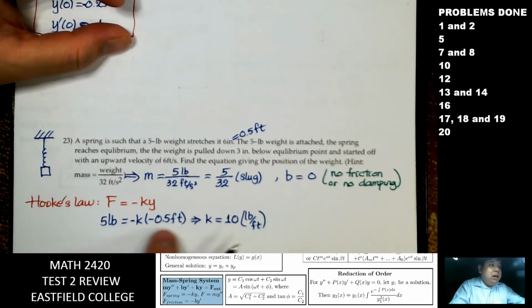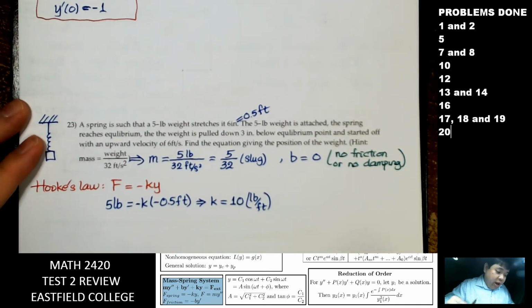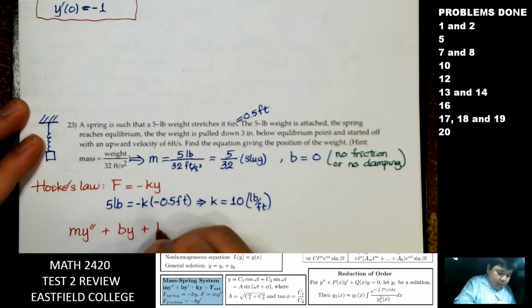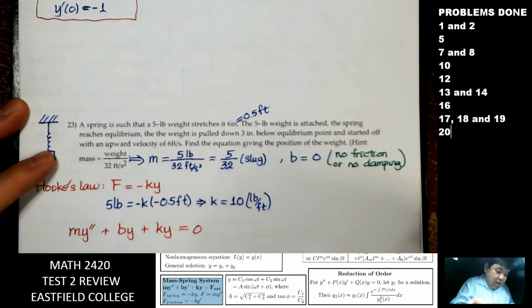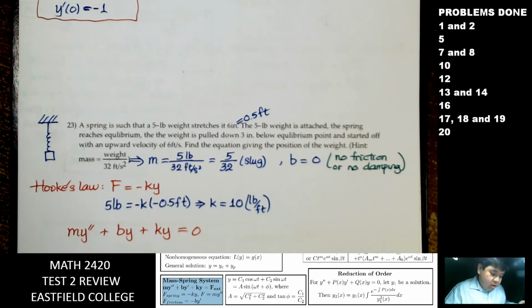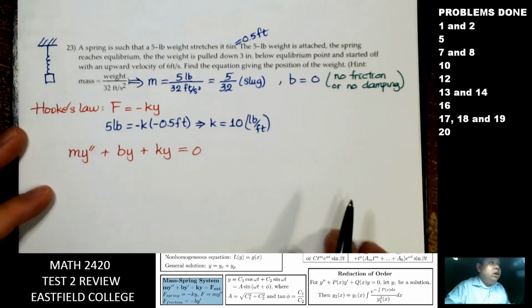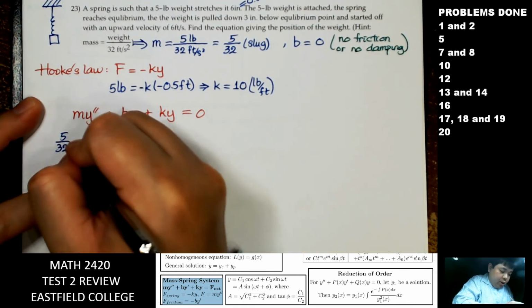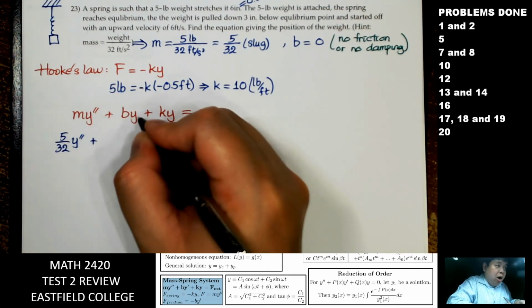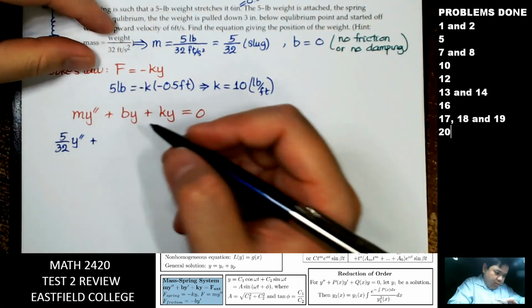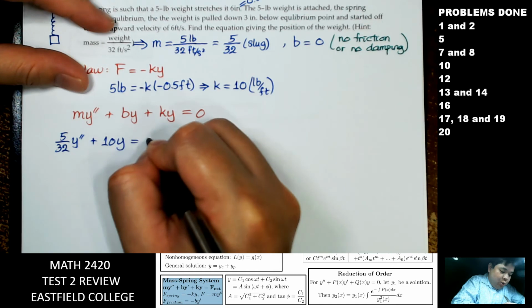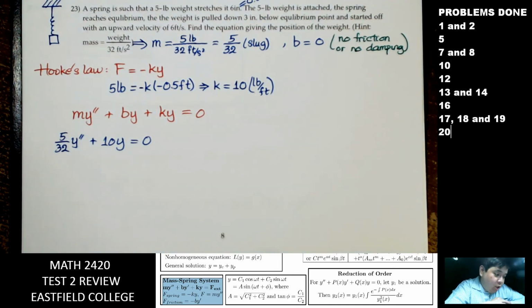So we have m, b, and k. Substitute into the equation, and we have the equation. And it didn't say anything about external forces either, so we assume that is equal to 0 as well. Right, the mass 5/32 y double prime plus, there's no b, just k, so we have 10y equal to 0. So that is the equation. All we need is the initial condition to solve for this.